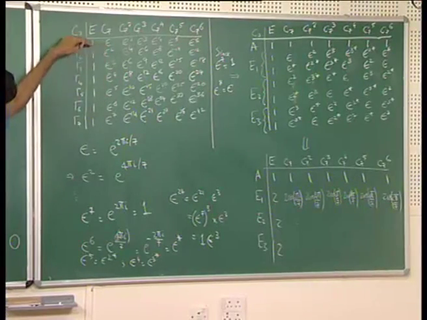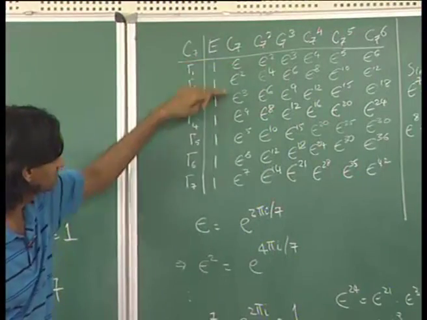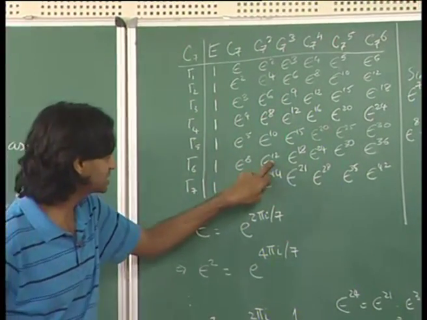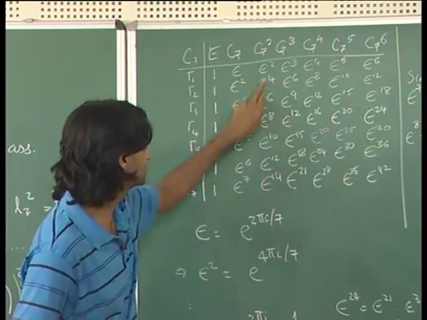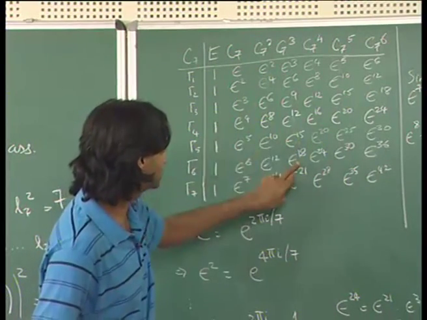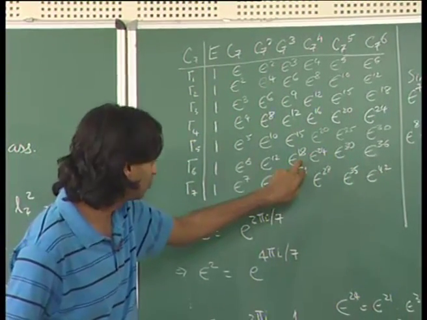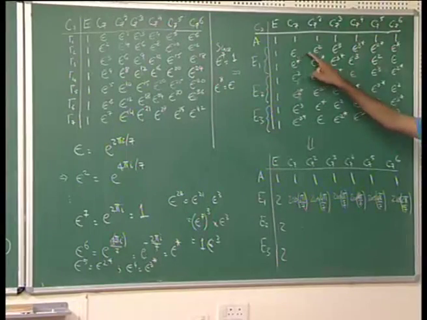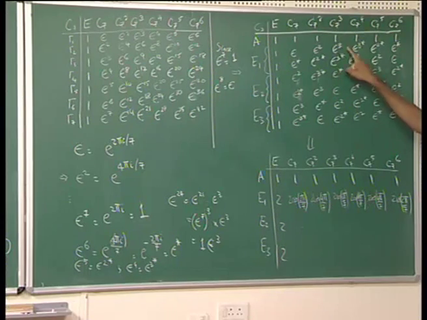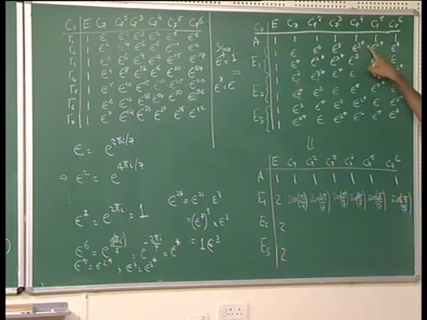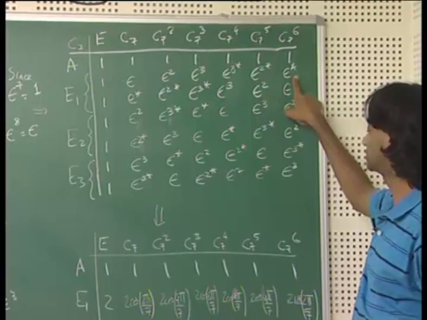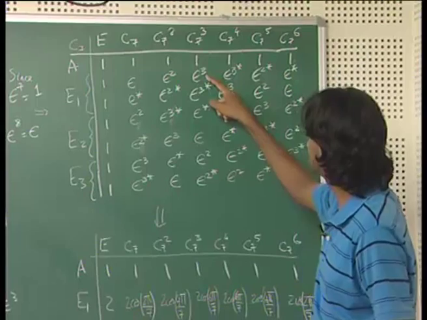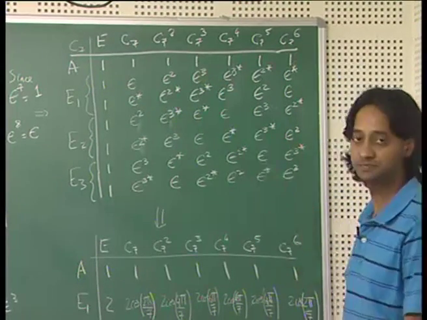So, gamma 1 has 1, epsilon square. Now, notice this is 1, epsilon raised to 6. Epsilon raised to 6 is nothing but epsilon star. Epsilon raised to 12 is epsilon 5, which is epsilon 2 star. Epsilon raised to 18 is epsilon raised to 4, which is epsilon 3 star. So, I write it in this form. I have 1, epsilon square, epsilon 3, then epsilon 4 is epsilon 3 star, epsilon 5 is epsilon 2 star, and epsilon 6 is epsilon star. So, I write it just in terms of epsilon, epsilon square, epsilon cube, and their complex conjugates.